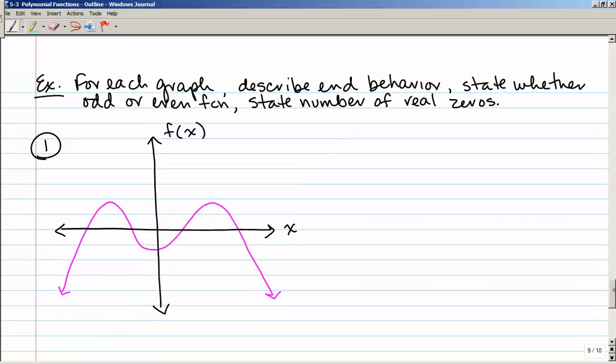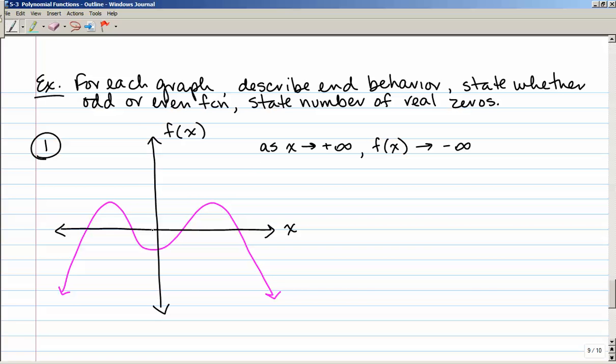So let's take a look at a couple examples here. For each graph, describe its end behavior and state whether it's an odd or even function, and then state the number of real zeros. So for this one here, we have this pink line. Here's how I like to write it: as x approaches positive infinity, in other words, as x is getting larger, my f of x is getting smaller. It's going down. So f of x approaches negative infinity. So as x gets larger, y gets smaller.